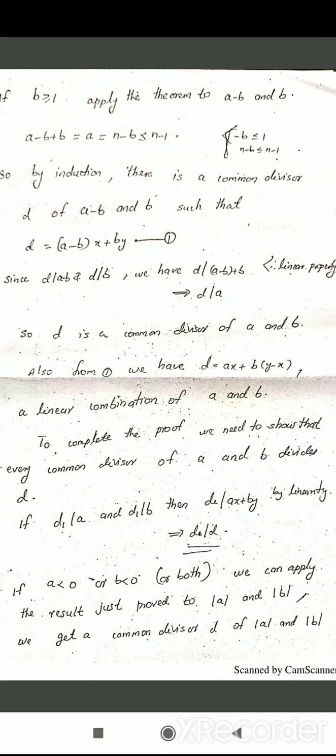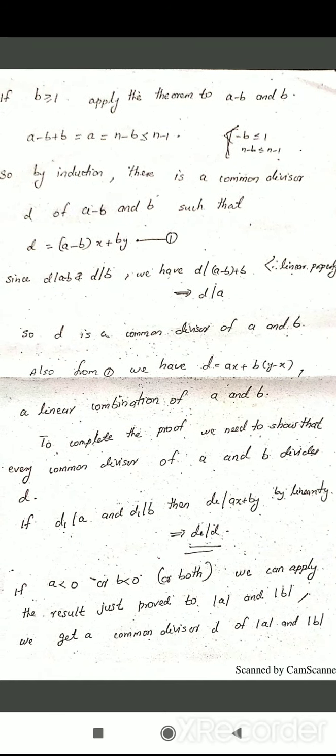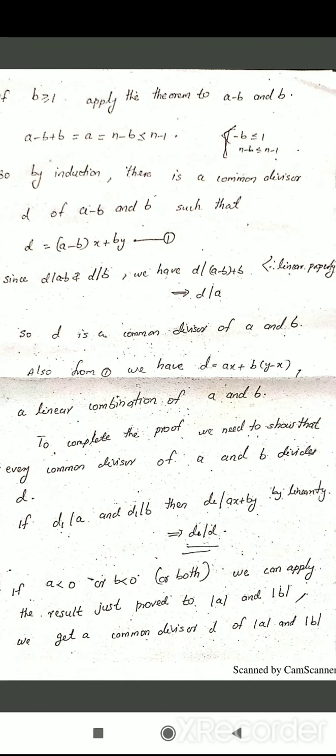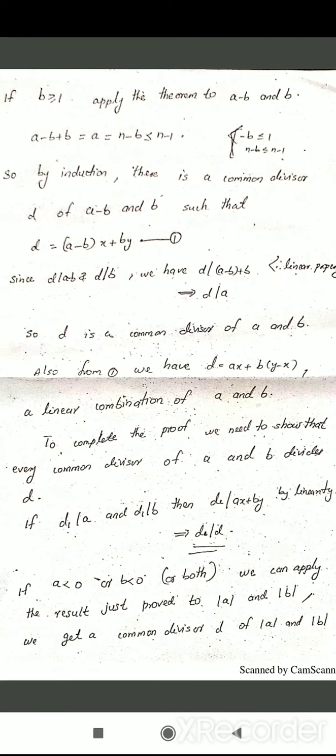So to complete the proof we need to show that every common divisor of a and b divides this d. Suppose d1 is a common divisor of a and b. Then d1 divides a and d1 divides b, which implies, again by the linear property, that d1 divides ax plus by. Already we have ax plus by is d. So this implies that d1 divides d.